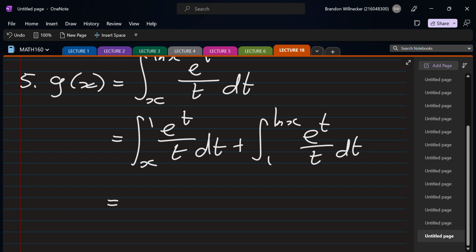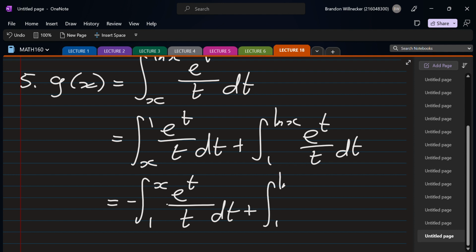Okay. For this one, x is at the bottom, we want the x at the top, we swap the bounds, we put a minus sign. So that will be minus the integral from 1 to x, e to the t over t dt, plus the integral from 1 to the natural log of x, that can stay, e to the t over t dt.